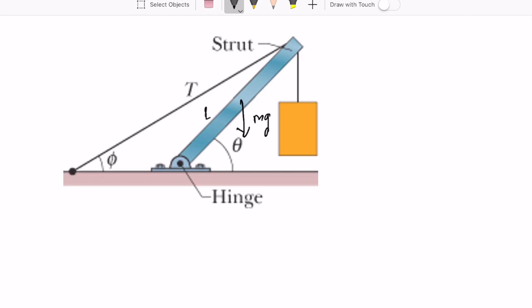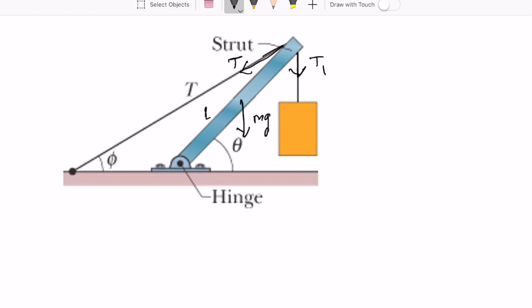All right, what other forces are acting on it? At the right end of the beam, you have one tension acting from the vertical cable. Let's call this T1. And then you have the other tension from the cable that's going diagonally like this. So that's T, that's acting on it.